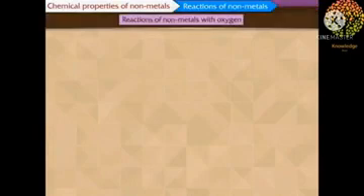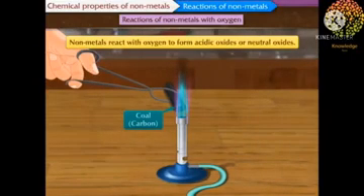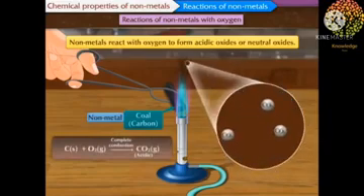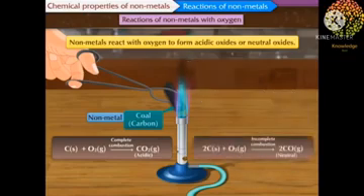Reactions of nonmetals with oxygen. Nonmetals react with oxygen to form acidic oxides or neutral oxides. Carbon is a nonmetal. It reacts with oxygen and undergoes complete combustion to form the acidic oxide carbon dioxide. During the incomplete combustion of carbon, the neutral oxide carbon monoxide is formed.